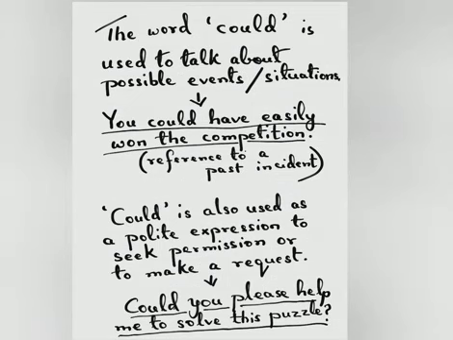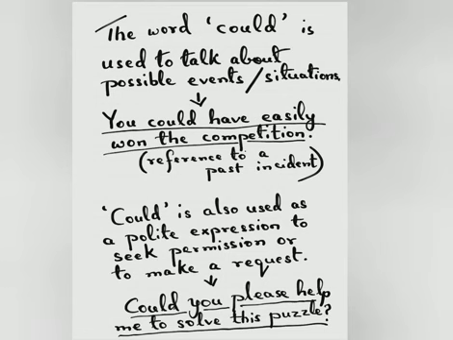The word could is used to talk about possible events or situations. For example, you could have easily won the competition. This is a reference to a past incident. And it is said that you could have easily won the competition.